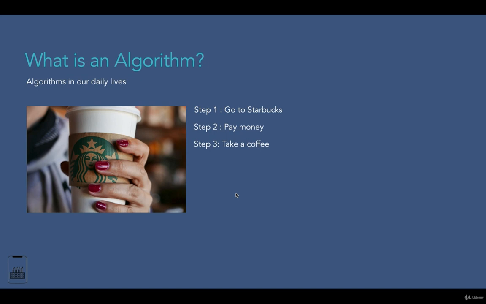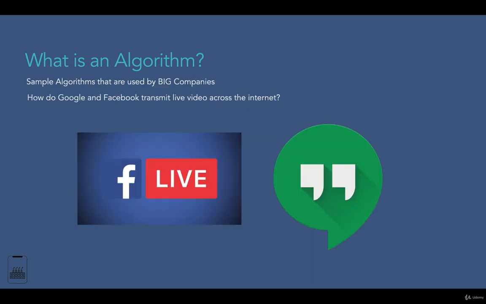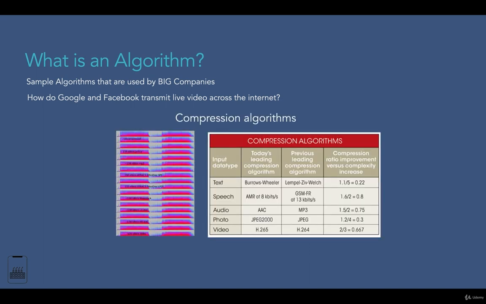In computer science, an algorithm is a set of rules for a computer program to accomplish a task. Learning about different types of algorithms and knowing when to apply them allows us to write time and memory efficient programs. So let's look at a few famous algorithms that are used by big companies. You might be interested in how Google and Facebook transmit live video across the internet. The answer is they use audio and video compression algorithms to transmit videos live.